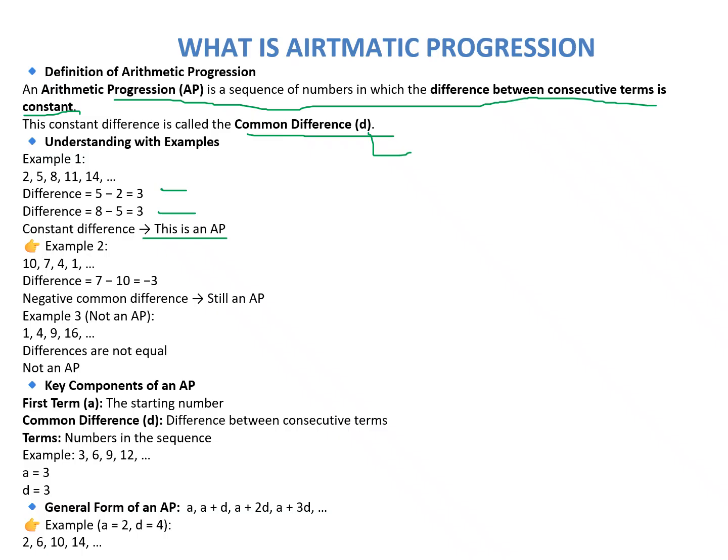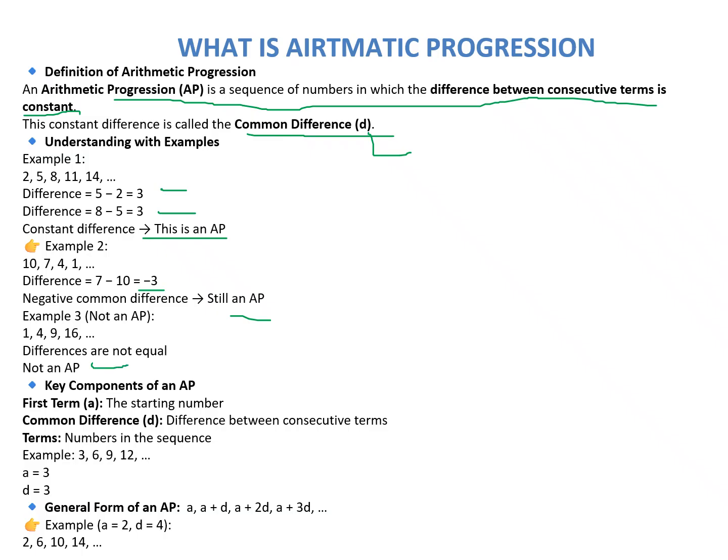Another example, we have 10, 7, 4, 1. So 7 minus 10 is minus 3, 4 minus 7 is minus 3, 1 minus 4 is minus 3. So this is a simple example, but the difference is still common, and hence this is an AP. Now we'll come to the next series, which is 1, 4, 9, 16. So 4 minus 1 is 3, 9 minus 4 is 5, 16 minus 9 is 7. So this is not a constant difference across the terms, and hence it is not an AP.